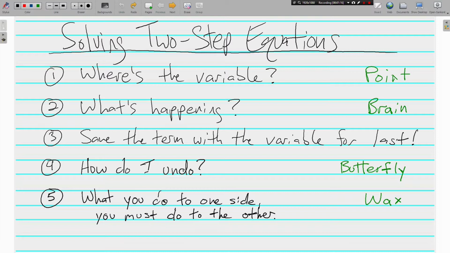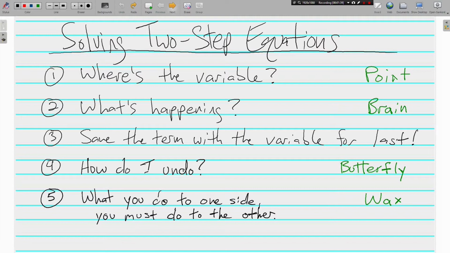These green words on the right side of the screen, point, brain, butterfly, and wax, are some actions that I have that go with the different steps. Tough to show you right now, but if you ask me about them in class, I'd be more than happy to show you. Pause this if you need to, make sure you get all the steps written down, and refer back to the 5 steps as you're solving.